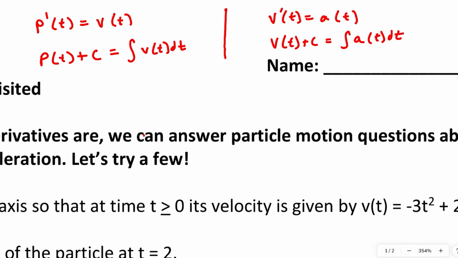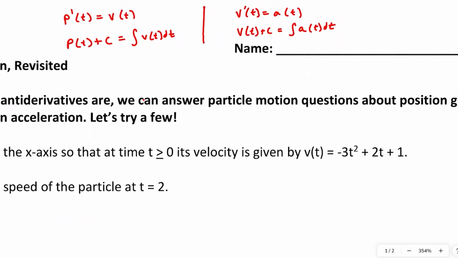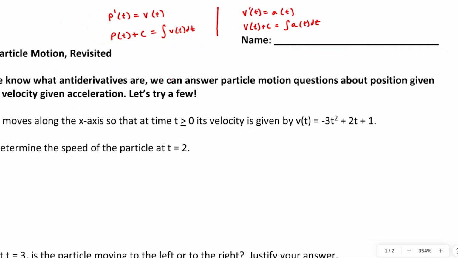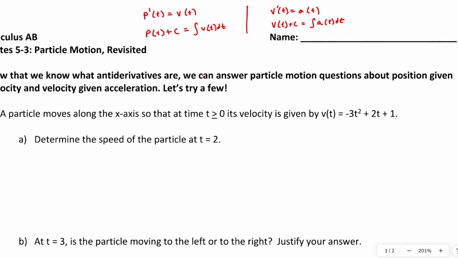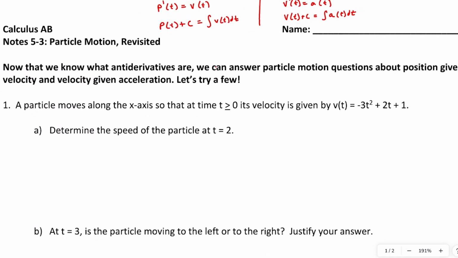So not all of these questions that we're going to look at today have to do with integration. Some of them are just a little bit more advanced particle motion problems, but we're going to go through a few here, and occasionally we'll have to refer back to those integrals and derivatives. So number one says a particle moves along the x-axis so that at time t, any positive or zero time, its velocity is given by this function right here. So that's the velocity function.